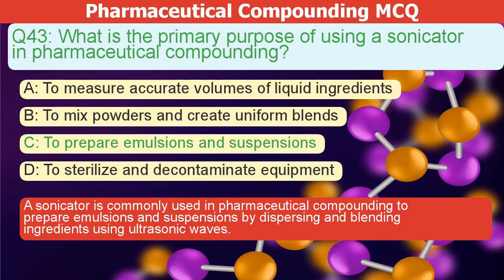The correct answer is C. A sonicator is commonly used in pharmaceutical compounding to prepare emulsions and suspensions by dispersing and blending ingredients using ultrasonic waves.